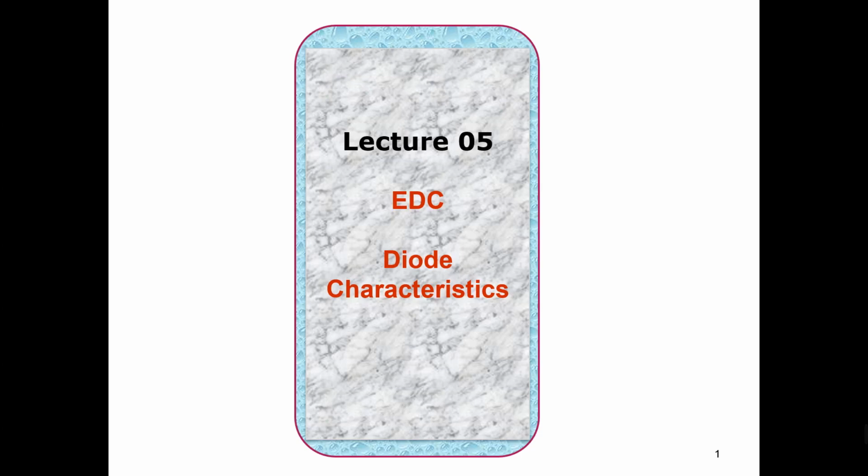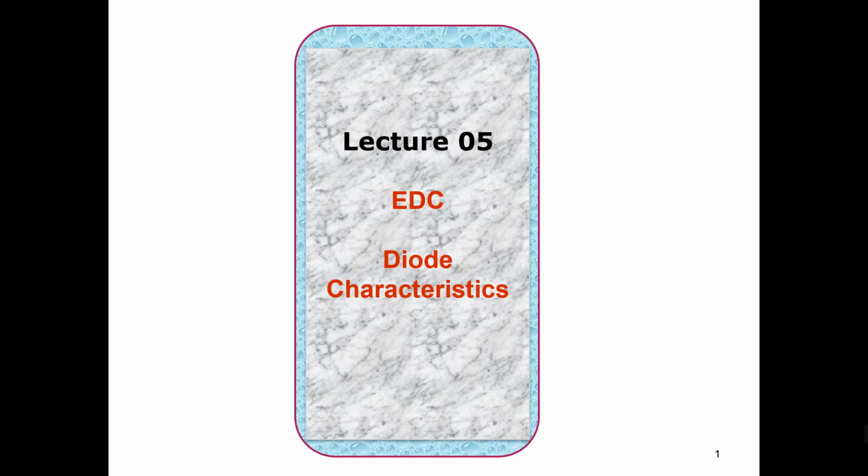Bismillahirrahmanirrahim. Lecture 05, Electronic Devices and Circuits, in continuation with the diode. But this time we will study the properties, the characteristics of a diode. We will study the properties and the characteristics using numerical examples, by having its characteristic curve drawn, and then we will describe its properties.